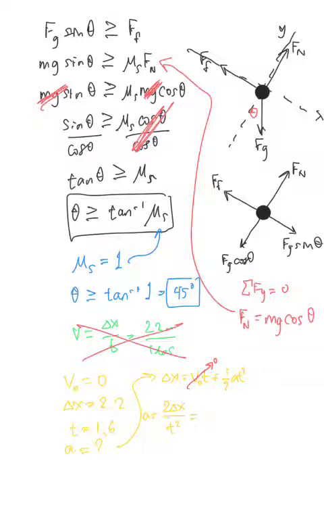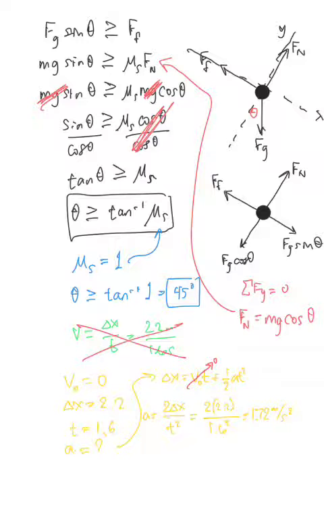Now I can plug in the numbers as the last step. So 2 times 2.2 divided by 1.6 squared gives you an acceleration of, rounded to 2 decimal places, 1.72 meters per second squared. We're still not at the final answer yet, though, because that's just the acceleration of the block, and the problem wants to know the coefficient of kinetic friction.